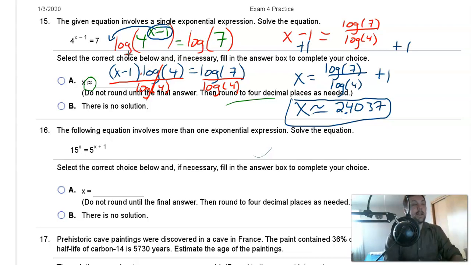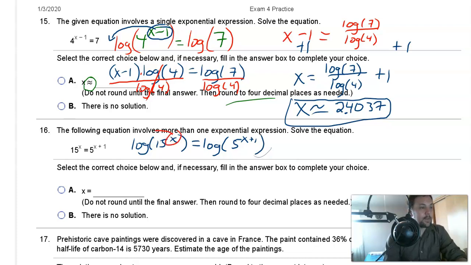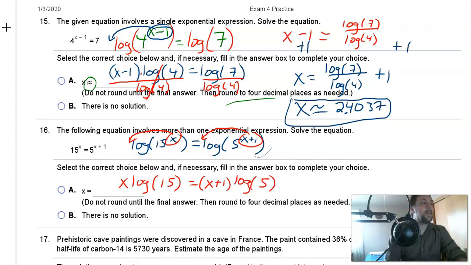Apply a logarithm to both sides. Since there's 2 different bases, you might as well just use log base 10, get the exponents down to the ground level, and then you can solve it from there. So I'm going to apply a log base 10 to the left-hand side, and I'm going to apply a log base 10 to the right-hand side. All right, and that lets me take my exponents from inside the logarithms, multiply them down in front of the logarithms. And so I will have x times log base 10 of 15 equals, parentheses this time because there's 2 terms, x plus 1 times log base 10 of 5.